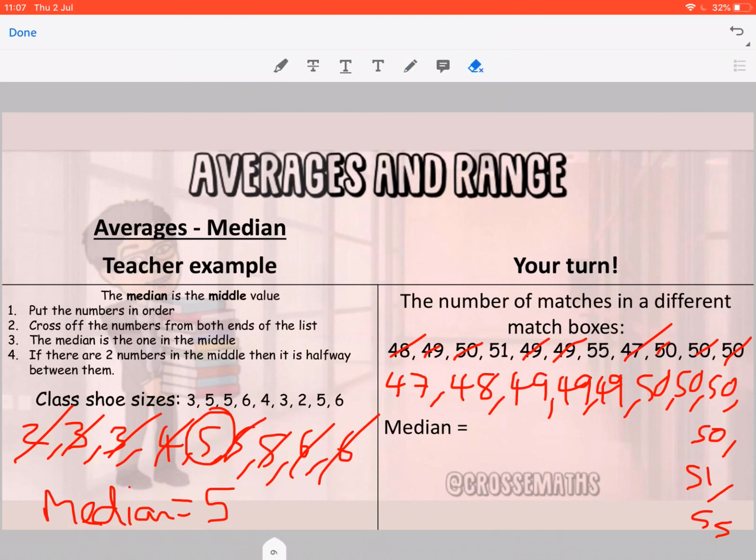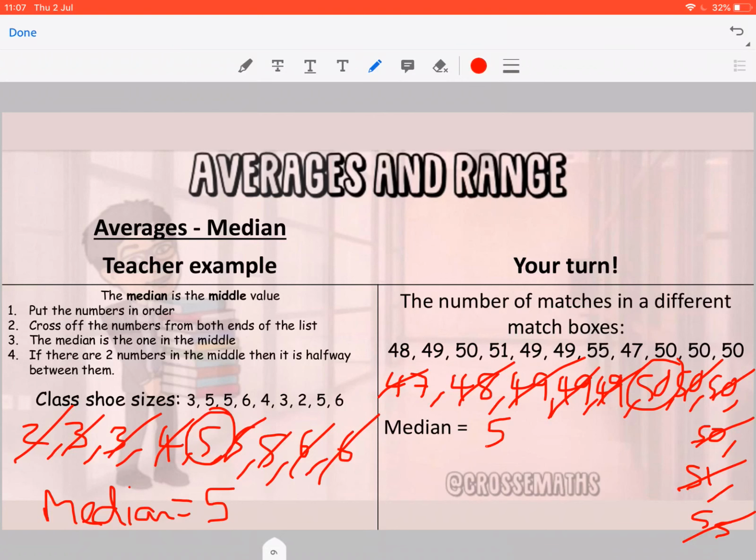So what you should have, if you get all those written down, is a median with the middle number. I'm going to cross off from either end. The number that's left is the number 50, so my median is 50. It is literally that straightforward, and it's a really nice one. Averages are a really easy topic. You just have to make sure you remember which one is which.